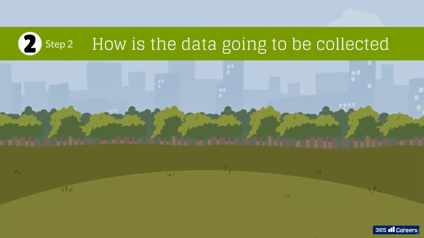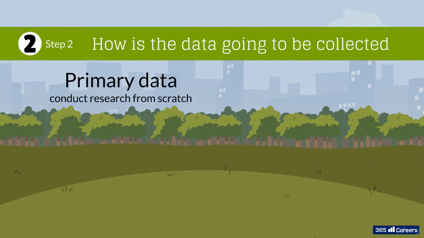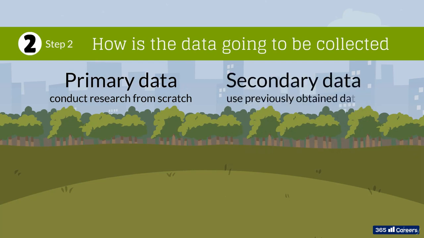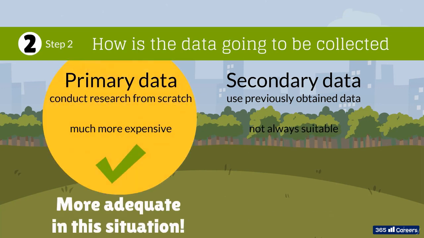In the next phase, you need to think of how the data will be collected. Do you think you will have to conduct research from scratch and collect new data, which is also called primary data? Are you going to use data that's been obtained from Tesla's existing customers and previous marketing research, or what we call secondary data? Gathering primary data is much more expensive. However, secondary data is not always suitable for answering our questions. That's valid in this case.